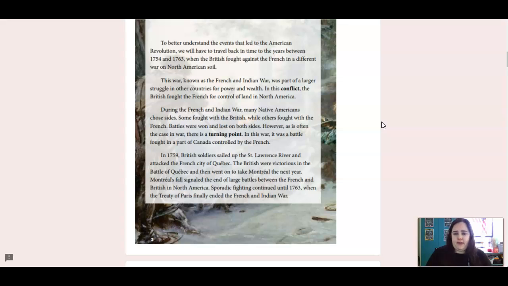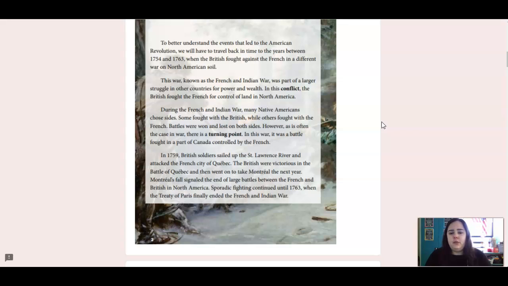To better understand the events that led to the American Revolution, we will have to travel back in time to the years between 1754 and 1763, when the British fought against the French in a different war on North American soil. This war, known as the French and Indian War, was part of a larger struggle in the other countries for power and wealth. In this conflict, the British fought the French for control of land in North America.